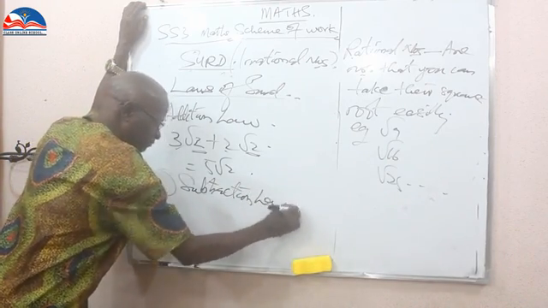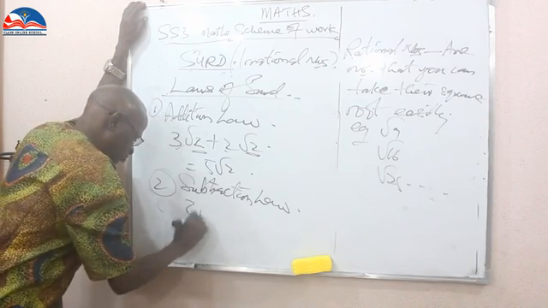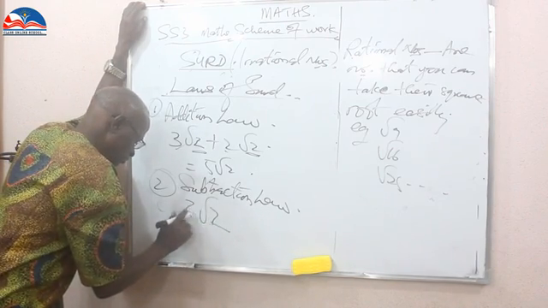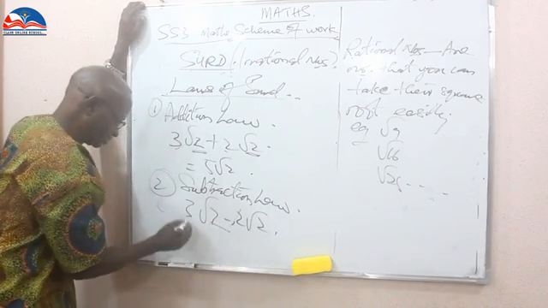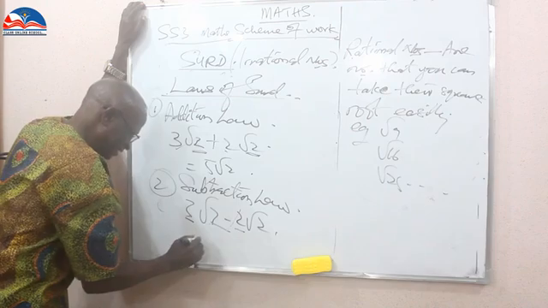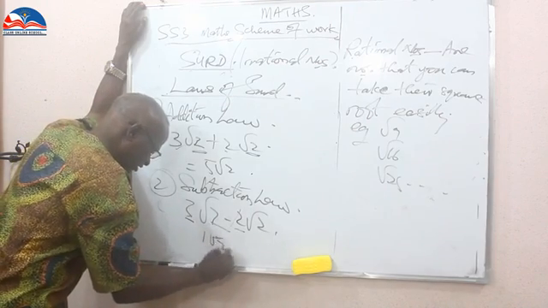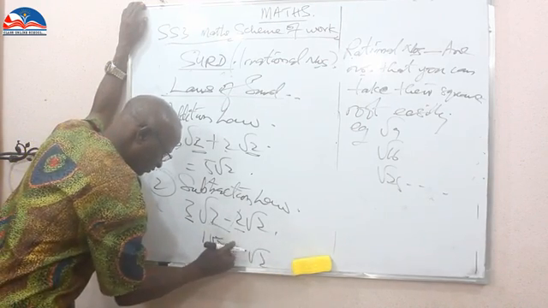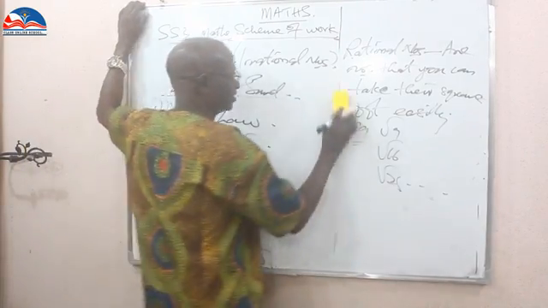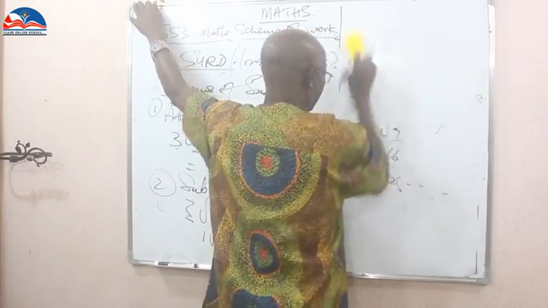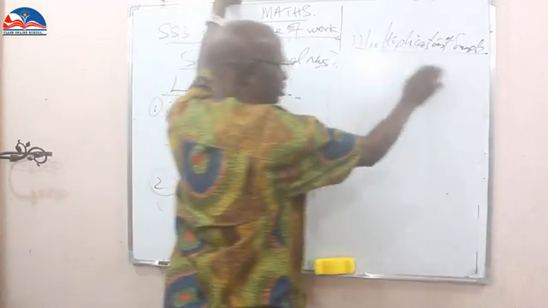That's the subtraction law. If I say 3 root 2 minus 2 root 2, you can subtract the ordinary numbers here. 3 minus 2, that's 1 root 2. And since it is 1, just write root 2. So you can subtract. You can also multiply surds. We also have the multiplication law.